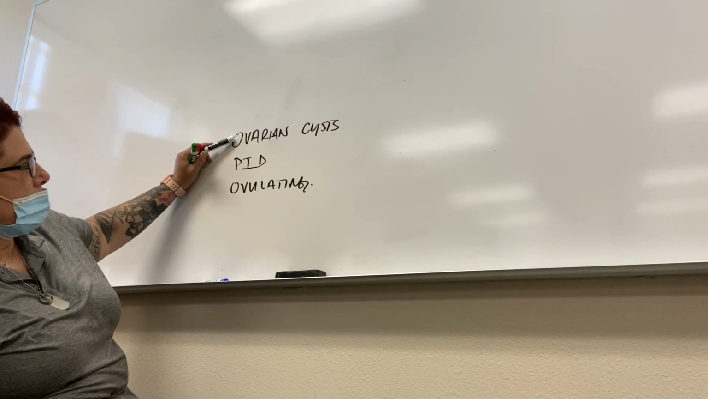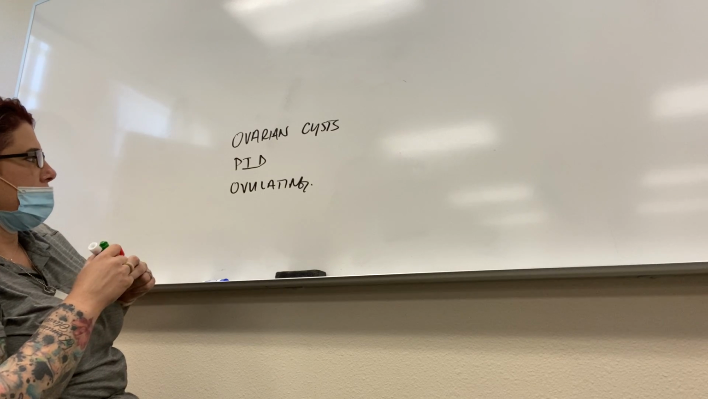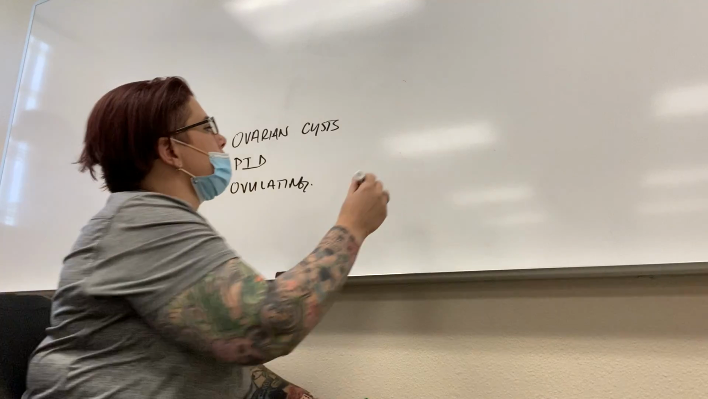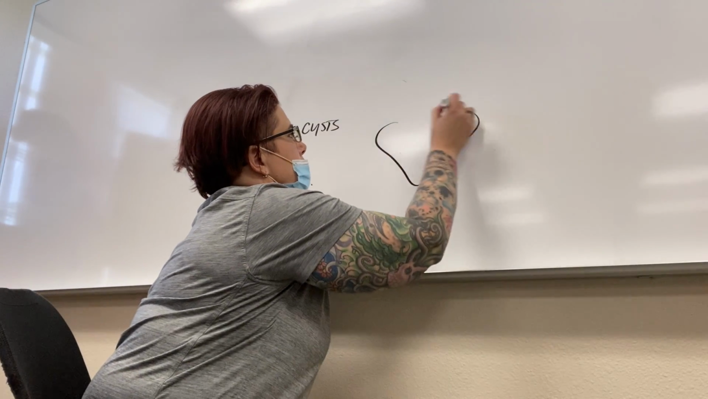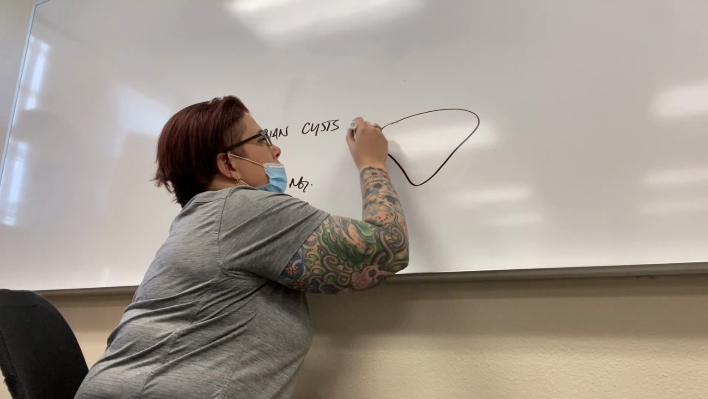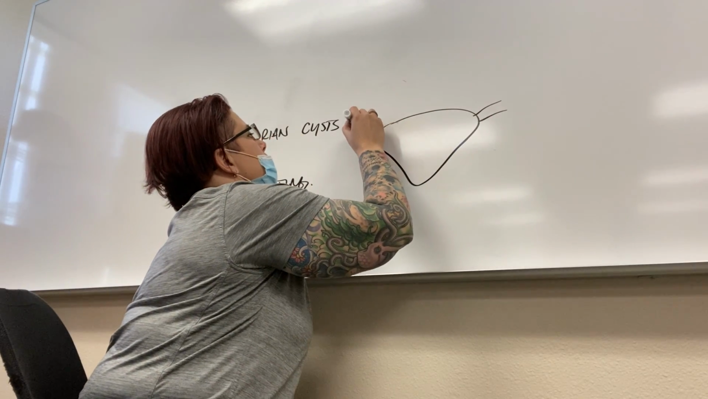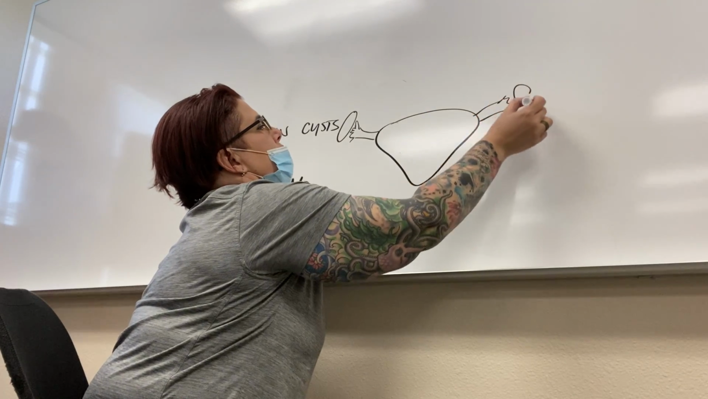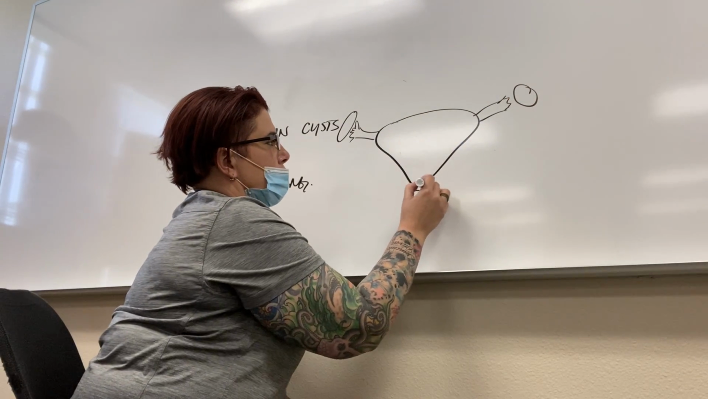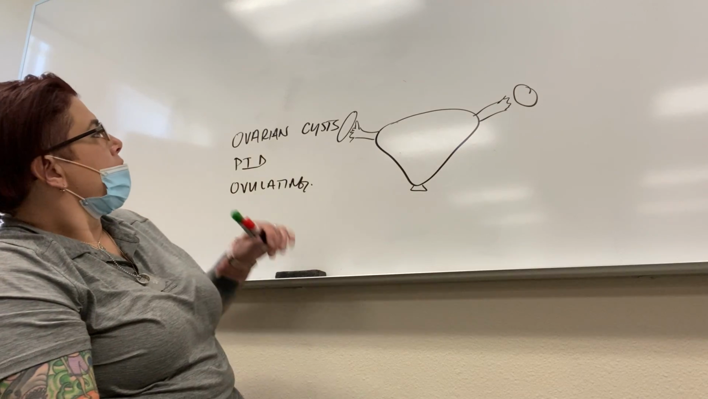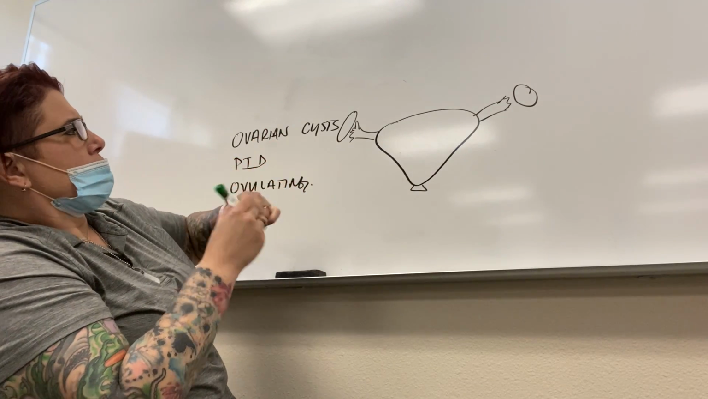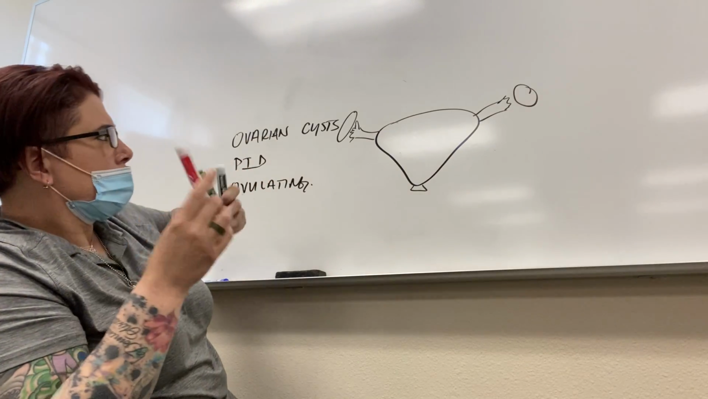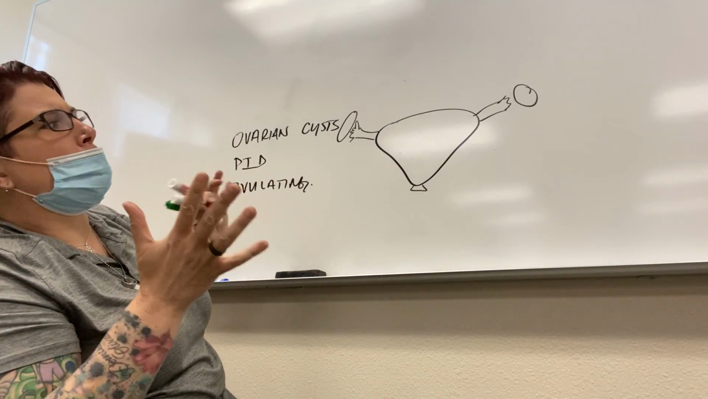With ovarian cysts, what are we thinking is happening? So this is your uterus, fallopian tubes, ovary, and here's your cervix down at the bottom. Ovarian cysts, these are your ovaries on either side, and you can have both. And cysts are common. There's nothing abnormal about them.